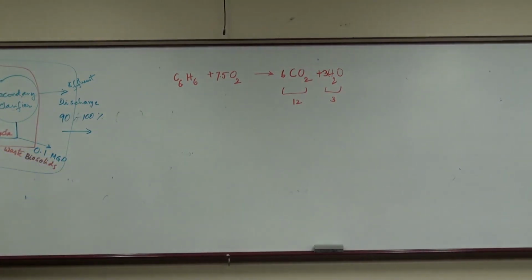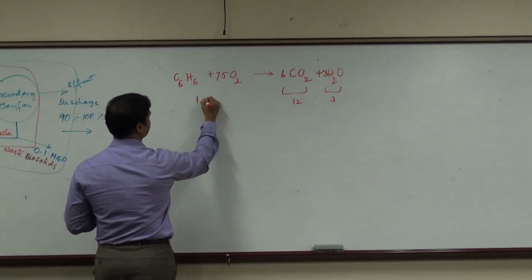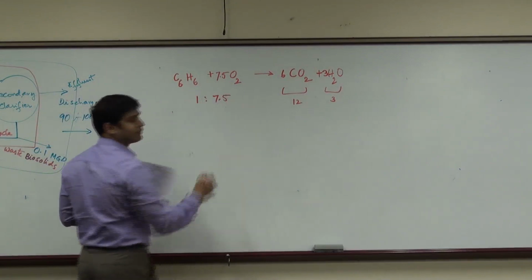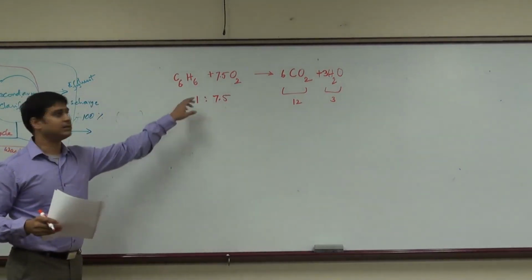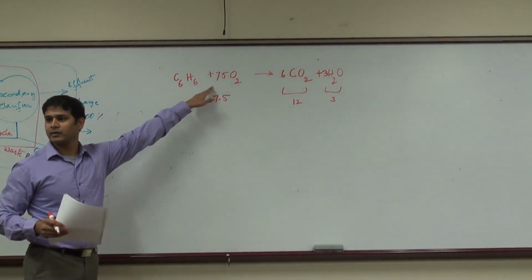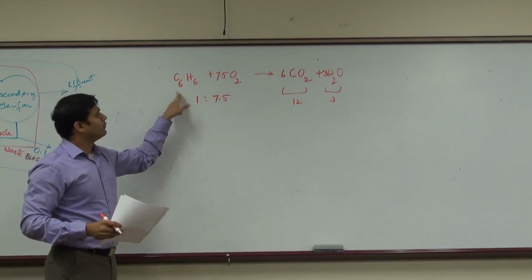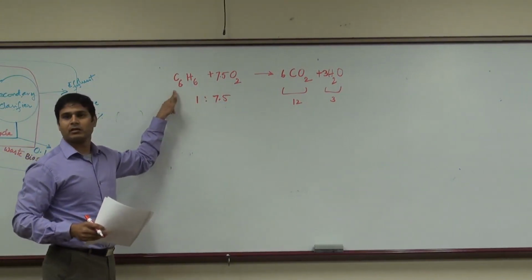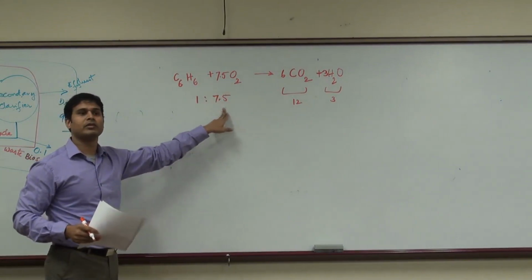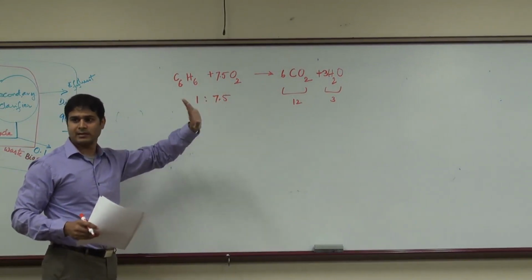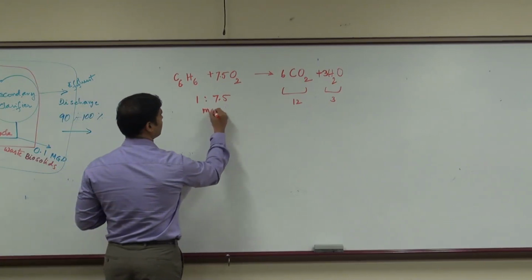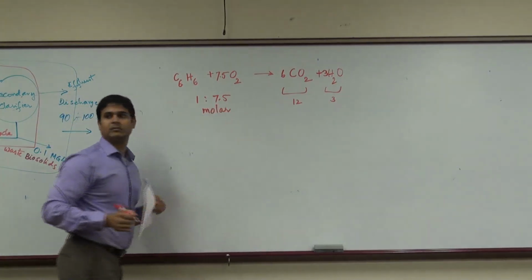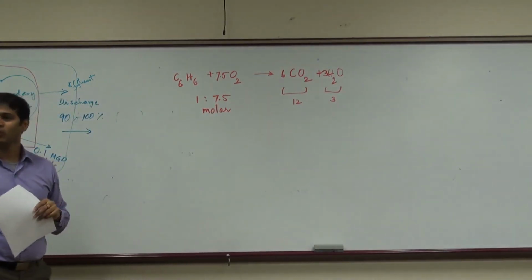So how do you do this problem? The question asks for the amount of oxygen, in milligrams per liter, that will be consumed to completely biodegrade. So now you know that there is a relation of 1:7.5, right? That's clear, how I got 7.5. For each benzene molecule, you need 7.5 moles of oxygen. So again, this is a molar relation. The relation is based on moles.